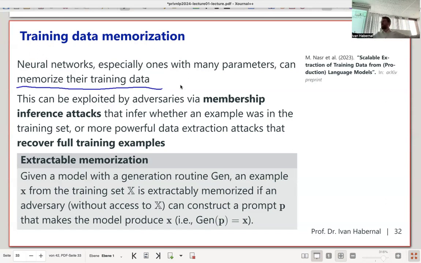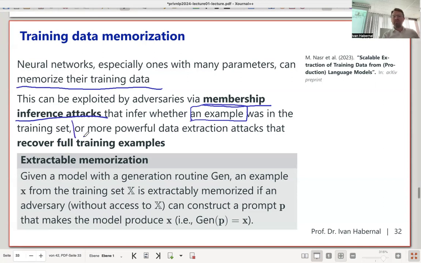A neural network is a function with some parameters, and this is just a huge function. With 70 billion parameters, that's big. These models tend to remember something, and this can be exploited by so-called membership inference attacks. Membership inference is interesting, because it infers whether a particular example, a training example, was in the training set. This is one attack.